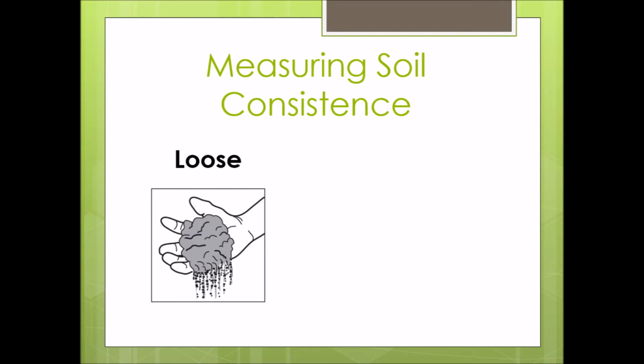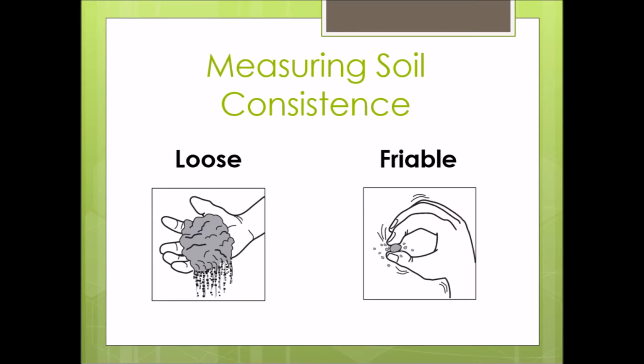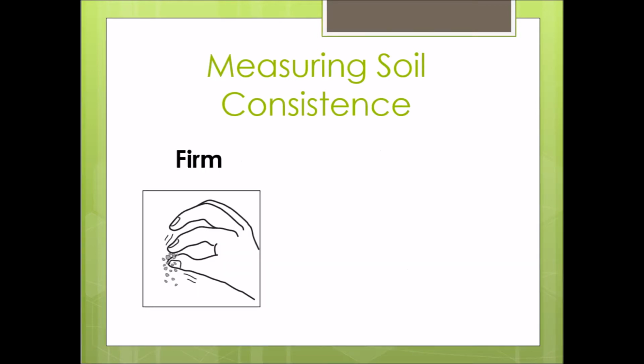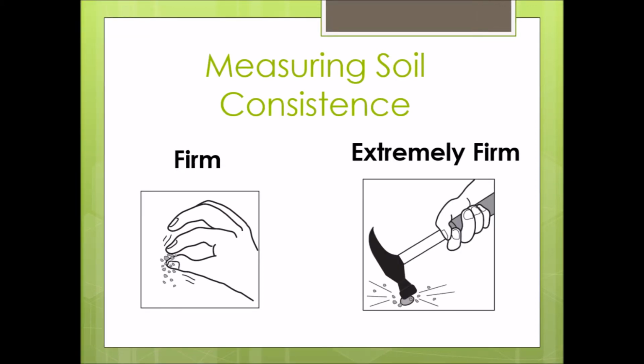It is either loose, you have trouble picking out a single ped, and the structure falls apart before you handle it. Note, soils with single grain structure always have loose consistence. Friable, which means the ped breaks with a small amount of pressure. Firm, which means the ped breaks when you apply a larger amount of pressure, and the ped dents your fingers before it breaks. Or extremely firm, which means the ped can't be crushed with your fingers. You need a hammer.